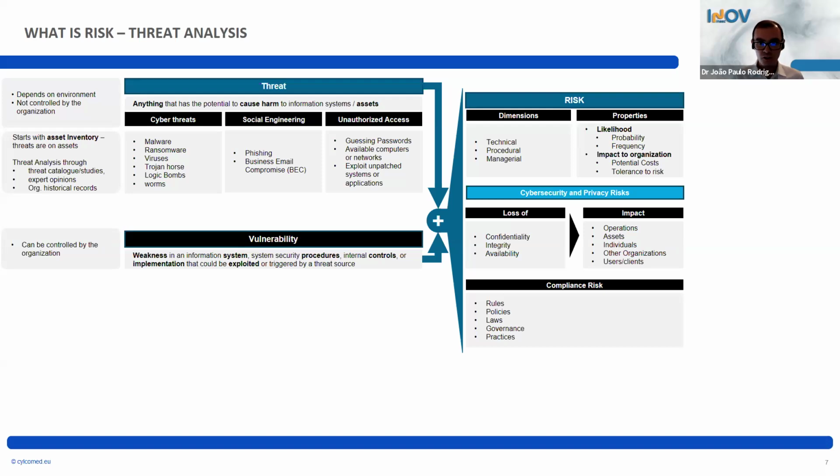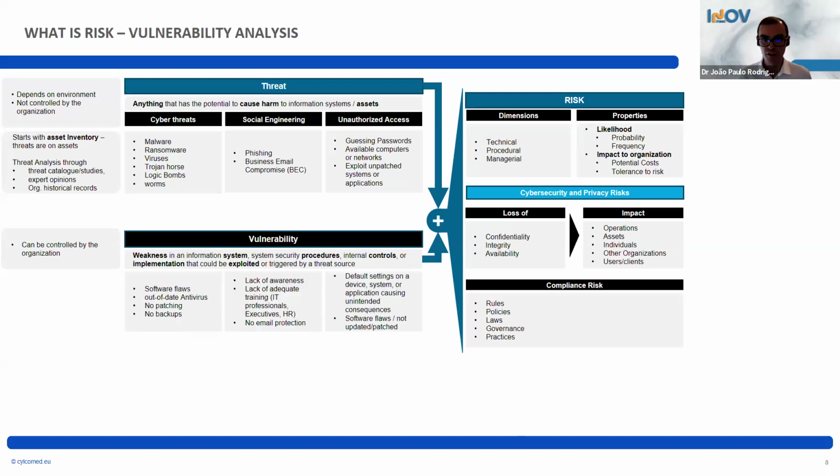A vulnerability, on the other hand, is a weakness in the information system, system security procedures, internal controls, or any implementation that can be exploited or triggered by a threat source. So vulnerabilities can be controlled by the organization. And examples of vulnerabilities aligned with cyber threats, we have software flaws, outdated software, no patching.